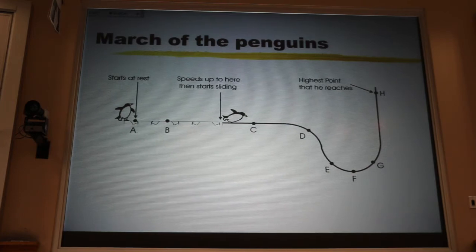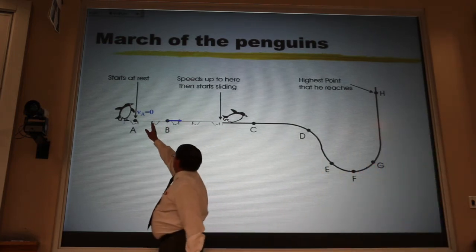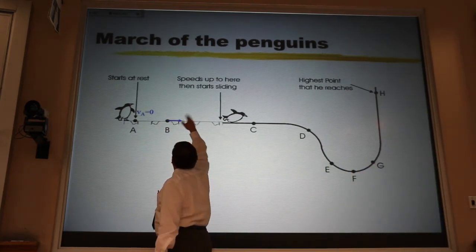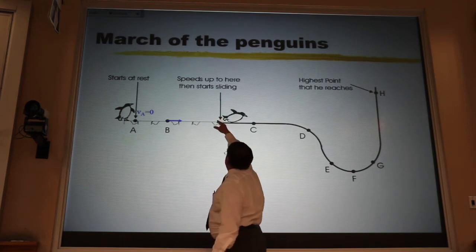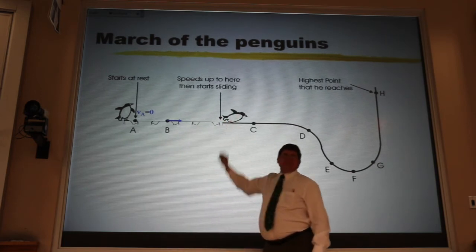So the velocity vectors are pretty easy. They're always tangent to the curve. They're always in the direction you're going. If the penguin starts from rest, then by definition the velocity is 0 at A. At B, he's going to the right. Now, he speeds up, and speeds up, and speeds up, cruise control. Okay?